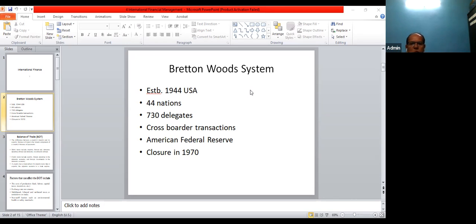Otherwise, what will happen? Suppose in India, we have the Reserve Bank of India. If the Reserve Bank of India feels like printing currency, day and night they will continue their business of printing currency. This will not happen that way. If you want to print currency, you have to have that much gold reserve with the central bank. Then only the permission is given.